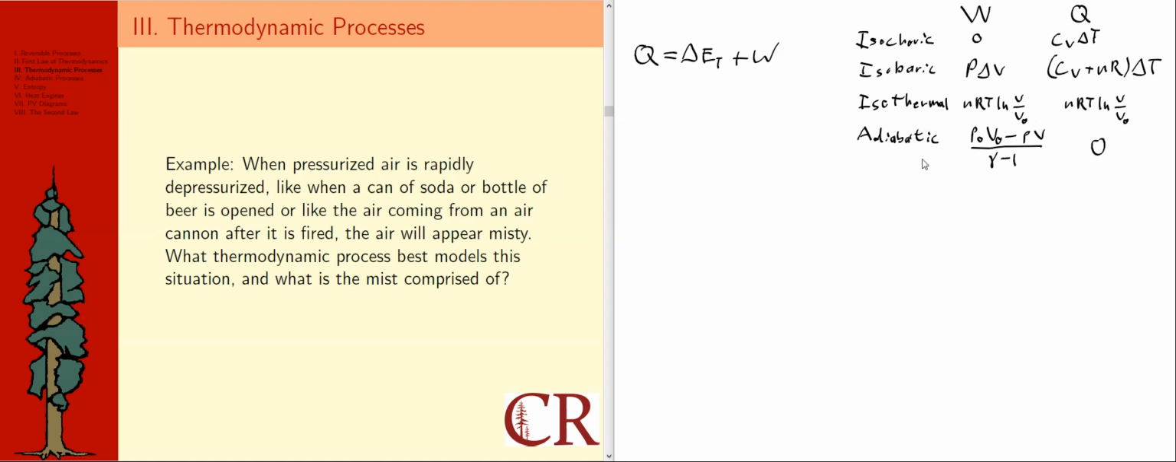So what about adiabatic? What would things look like if I modeled this as an adiabatic process? For an adiabatic process, heat is equal to 0. So that would mean that the change in thermal energy is equal to the negative of work done. Now, particularly in the air cannon example, we're talking about a lot of work done by the air as it expands through a barrel and pushes a shirt or potato out of the cannon.